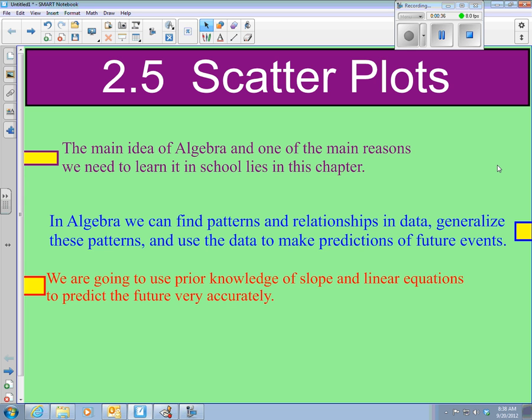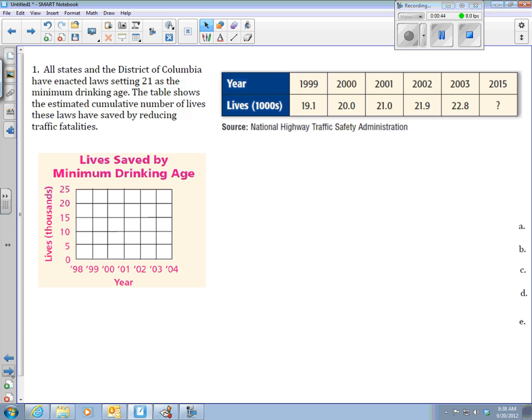We're going to use our prior knowledge of slope and linear equations to write prediction equations to accurately predict the future of different outcomes. So we have a set of data here. We're comparing years to lives in thousands. All states and the District of Columbia have enacted laws setting 21 as the minimum drinking age. This table shows how many lives are being saved year after year by increasing the drinking age to 21. What we're going to do is graph this data and then make a prediction of how many lives will be saved in the year 2015.